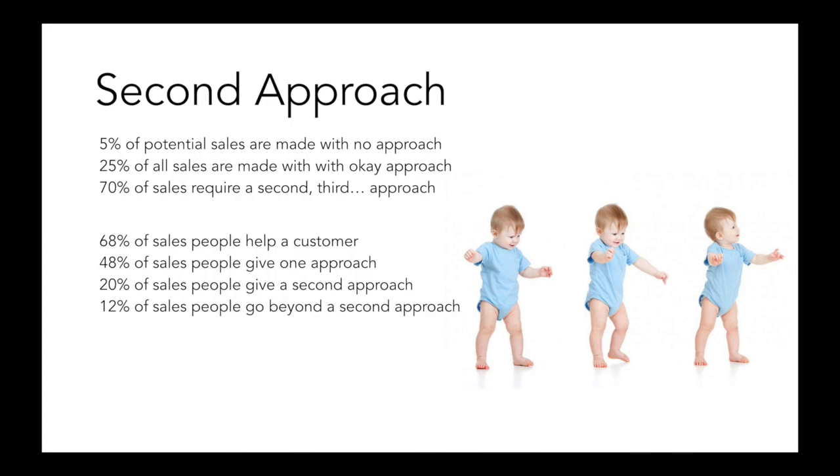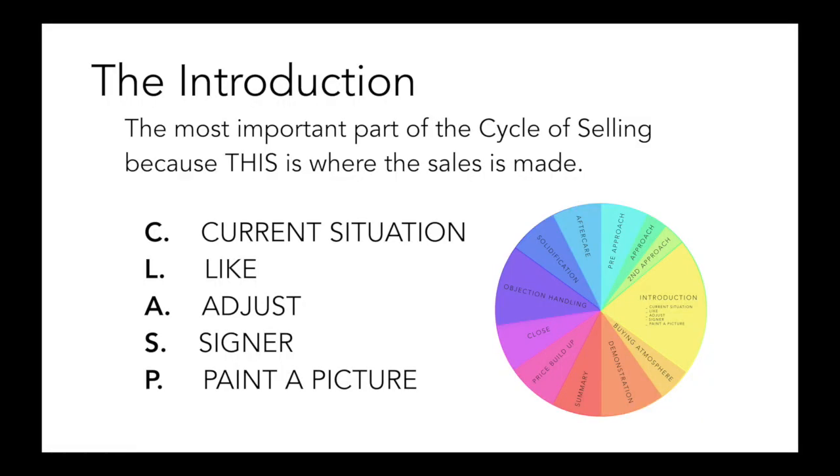48% of salespeople give one approach. 20% of salespeople give a second approach, and 12%, just 12%, go beyond that and give a third or fourth approach. Now twin those two stats: 12% of salespeople give a second approach, yet 70% of all sales require a second or third approach. That means the 10% of us are collecting the majority of sales.